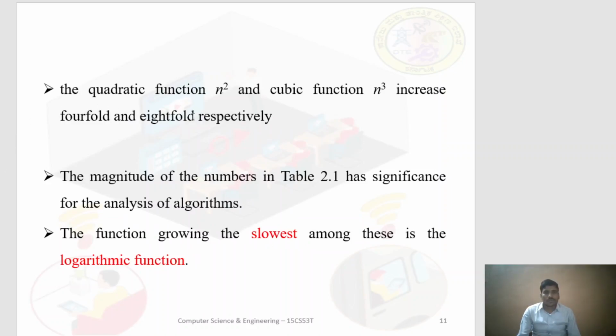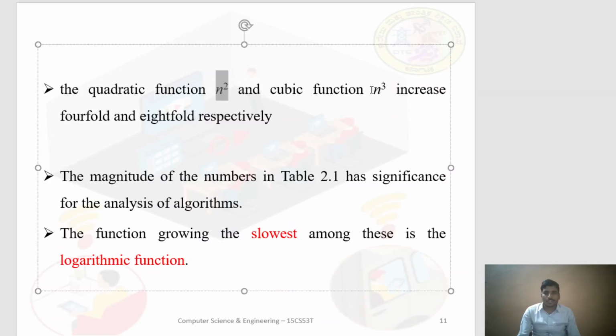And next, the quadratic and cubic functions, that is n square and n cube, they increase 4 times and 8 times respectively for the same input. Likewise, the magnitude of numbers from the table has a significance for the analysis of algorithms.